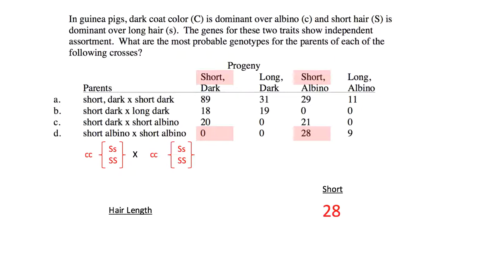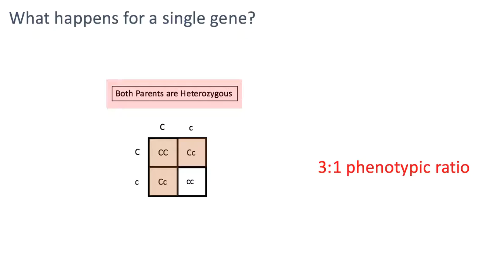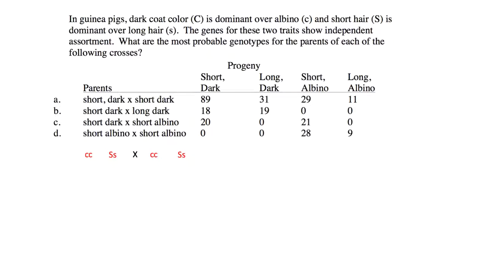Add up the number of progeny with the dominant short hair phenotype, it's 28. Add up the recessive long progeny, it's 9. Look again at those numbers and we'll recognize our old friend, the 3-to-1 phenotypic ratio, characteristic of two heterozygotes being crossed together. From that, we know that in part D, for the hair length gene, both parents must be big S, little s heterozygotes.